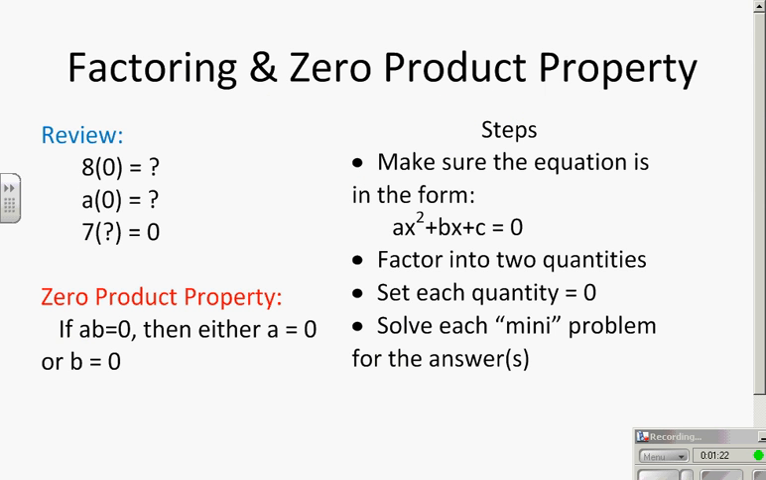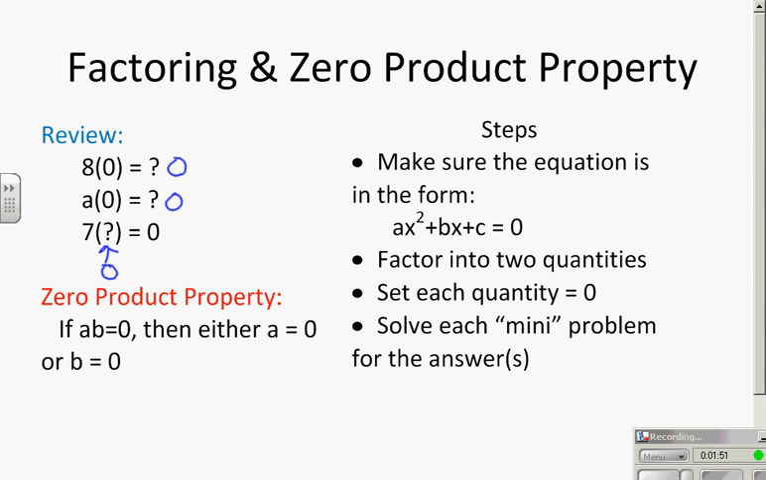So factoring and the zero product property. Just for review, quick, if I have 8 times 0, the answer is 0. If I have a times 0, the answer is 0 because any number times 0 is 0. So if I have 7 times some number and the answer is 0, that number in there has to be 0. That is the basis for the zero product property.